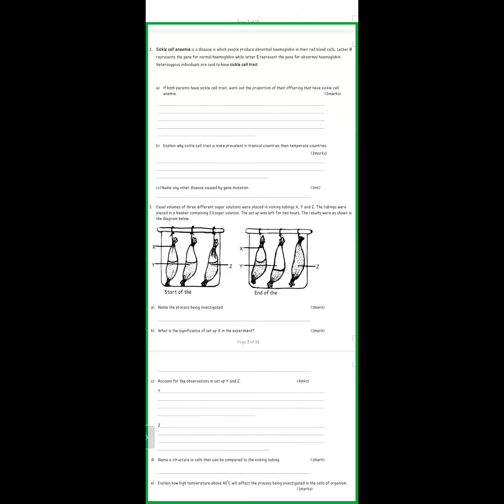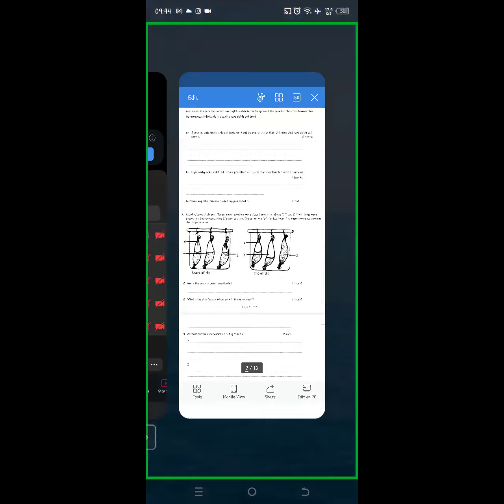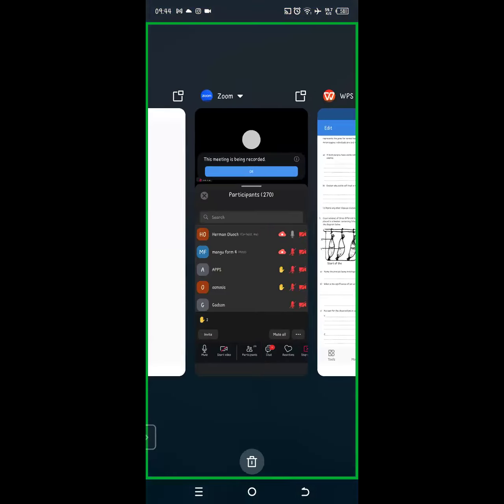Thank you. So let us go to number 3. Name the process being investigated and what is the significance of part X. So let us have responses for that question number 3.